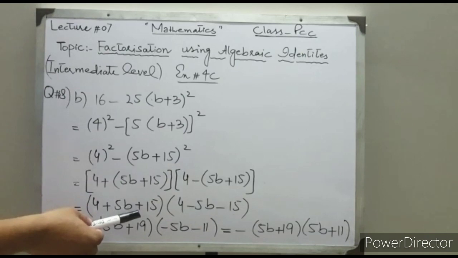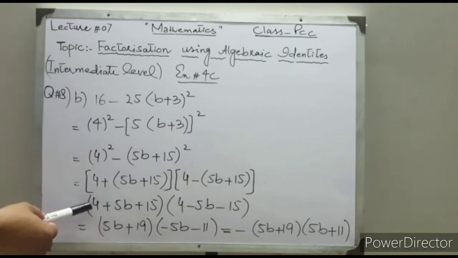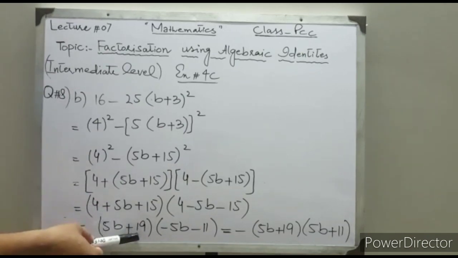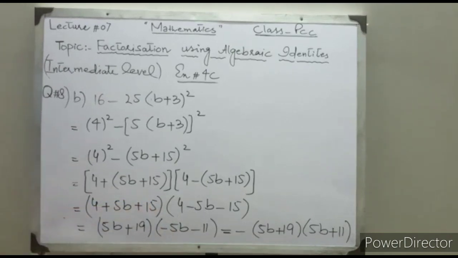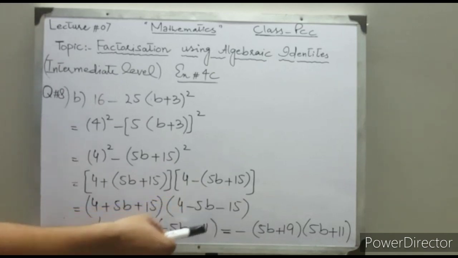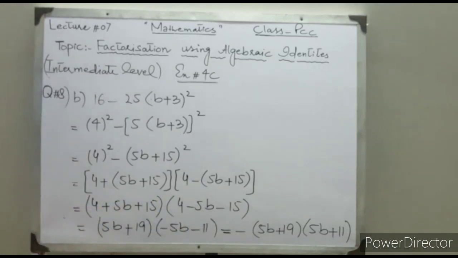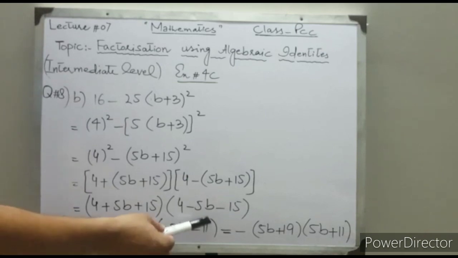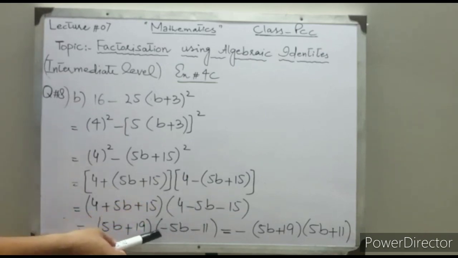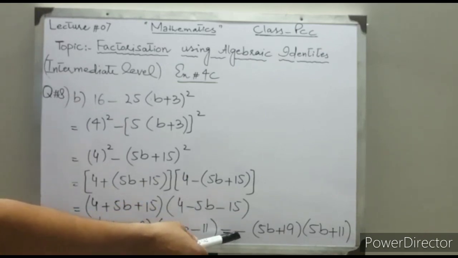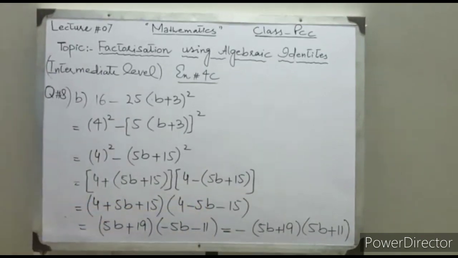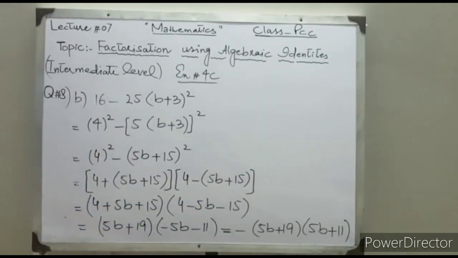Now sum up the like terms. 15 plus 4 will make 19. We have 5b plus 19, and in the second bracket we have minus 5b minus 11. Students, you can see in the second bracket we have a negative common. Take it outside the bracket. Now the final answer will be 5b plus 19 into 5b plus 11.